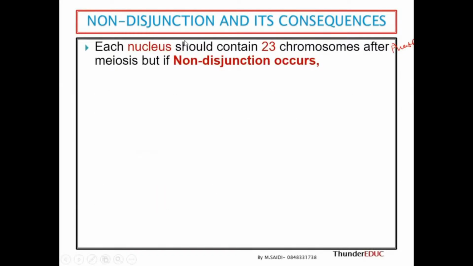In non-disjunction, each nucleus should contain 23 chromosomes. You have to know that if it is a human cell, each nucleus must contain 23 chromosomes after meiosis. But if non-disjunction occurs, it means the chromosomes fail to separate. That's what you call non-disjunction during anaphase. If the chromosomes fail to separate, then this number of 23 will not be brought about.